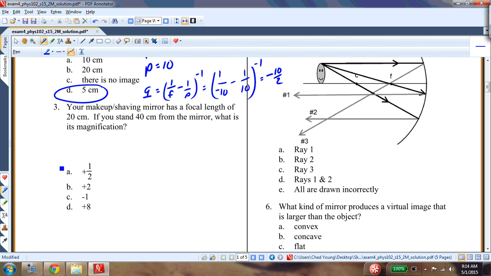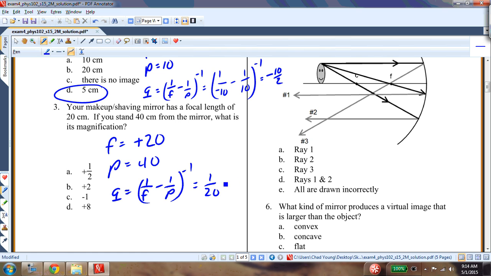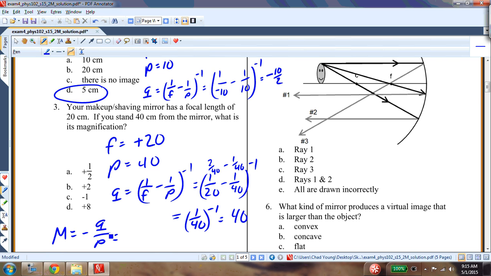Your makeup shaving mirror has a focal length of 20 centimeters. If you stand 40 centimeters in front of the mirror, what is the magnification? All right, so the focal length is positive 20, p is equal to 40, and I want to know the magnification. This is 2 over 40 minus 1 over 40, so it's equal to 1 over 40. So q is equal to 40. So m is equal to negative q over p, which is going to be negative 40 over 40, or negative 1.